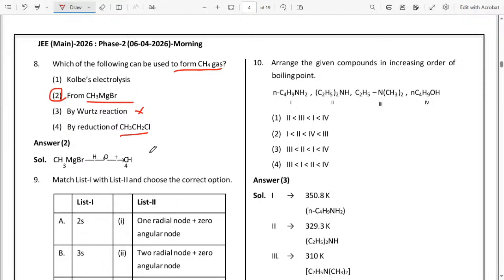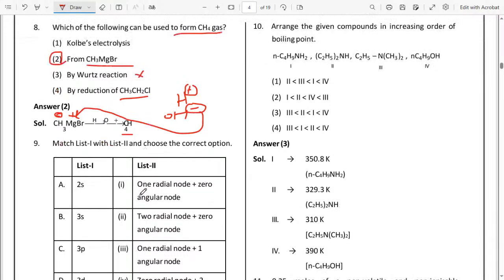What happens? Here H3O means H plus, and this side OH minus. So this methyl magnesium bromide is nothing but a methyl anion, that is minus, and magnesium plus, right? This magnesium takes up this hydroxy group and the methyl group takes up this H plus proton to give methane gas. So option 2 is the correct option, students.